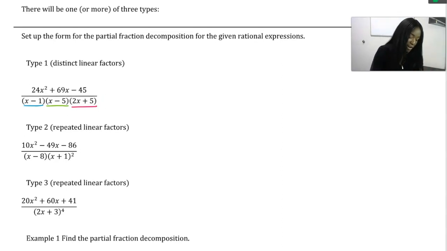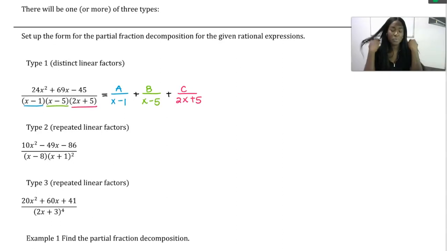So when you have distinct linear factors, how you set up your partial fraction decomposition is you make a term for every linear factor. So because I have an x minus 1 in the denominator, there has to be some number over x minus 1 in the decomposition. I also had an x minus 5 in the denominator, so there has to be some number over an x minus 5 in the decomposition. And we also had a 2x plus 5 in the denominator, so there must be some number over 2x plus 5 in the decomposition. And notice that I use different letters, A, B, C. If I needed to go all the way up to F, I would. It depends on how many different factors you have showing up in that denominator.